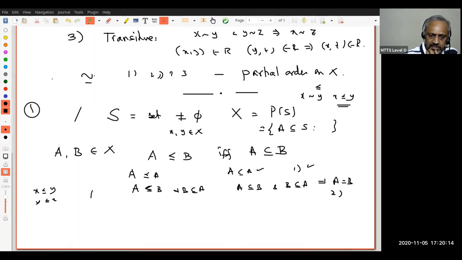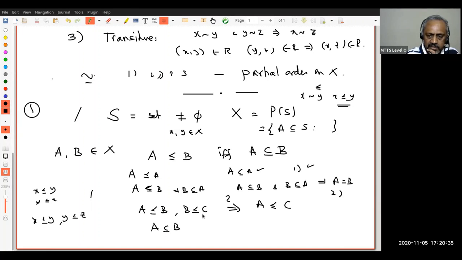And the third is very easy, transitivity. What does transitivity say? If X is less than or equal to Y and Y is less than or equal to Z, then X must be less than or equal to Z. That means if A is less than or equal to B and B is less than or equal to C, then I want to know whether A is less than or equal to C. That's correct, because A is less than or equal to B is the same as saying A is a subset of B. And B is less than or equal to C is the same as saying B is a subset of C. Therefore, A is a subset of C. Right? Therefore, 3 is also true. You understand that?